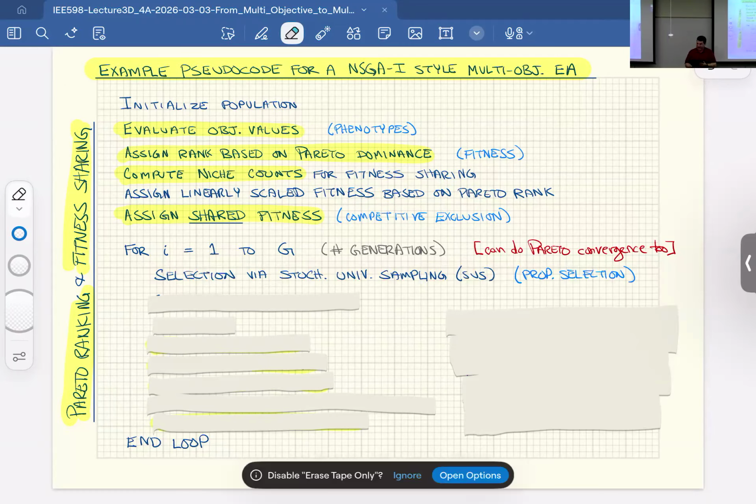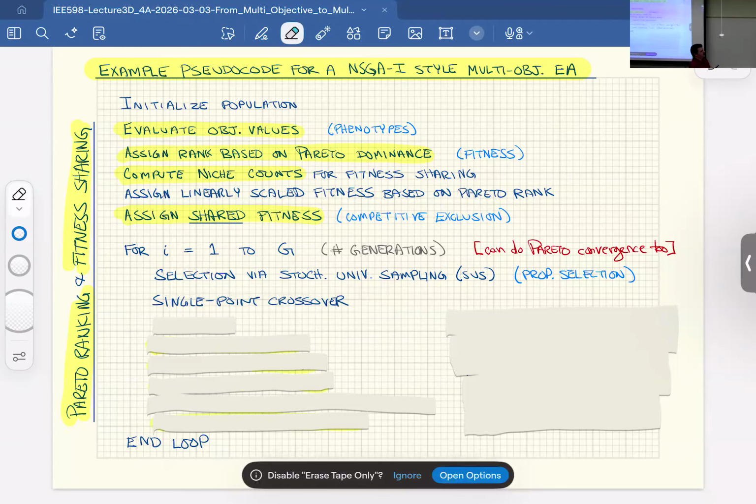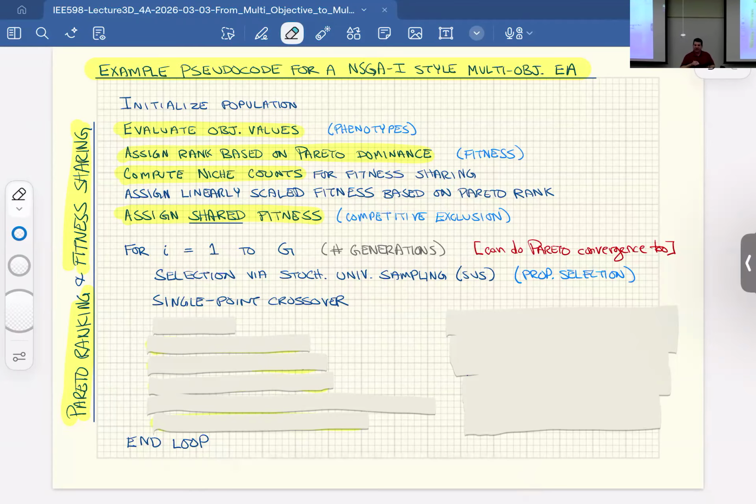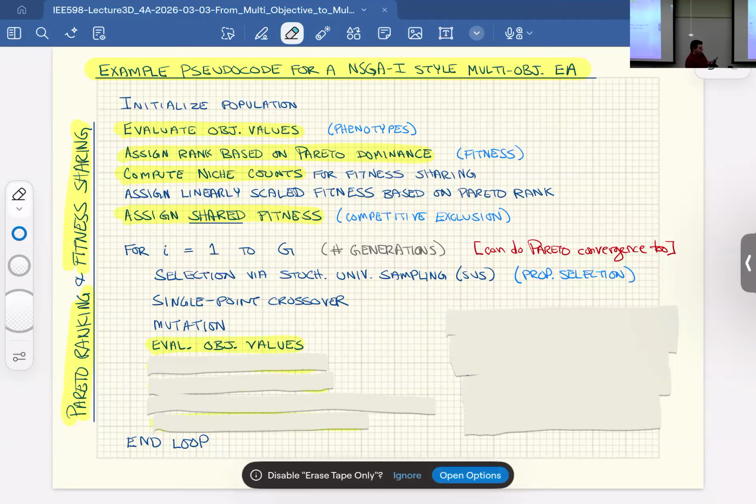Then you would use selection via stochastic universal sampling, proportional selection. With SUS, it's nice that you don't have to worry so much about drift. Even those that have low fitness get a nice proportion. And then you can do single point crossover. It looks like a normal GA here. All the individuals, regardless of what objectives they're good in, you can put them together and do single point crossover. You can do mutation of that.